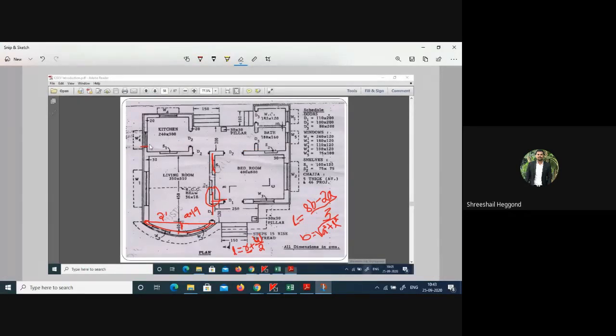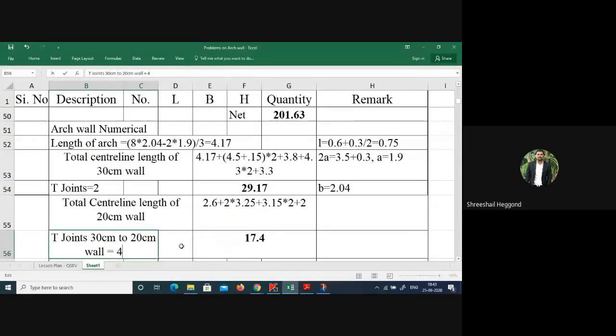We can see over here. Here is a T junction because of 30 and 20 centimeter joining. Here is a T junction because of 30 and 20 centimeter joining. Here is a T junction because of 20 and 30 centimeter, and here is a T junction because of 20 and 30 centimeter. There are 4 T junctions because of 20 centimeter walls joining to 30 centimeter. There are no other T junctions of 20 centimeter to 30 centimeter. Only 4 are there. Therefore we can write 4.